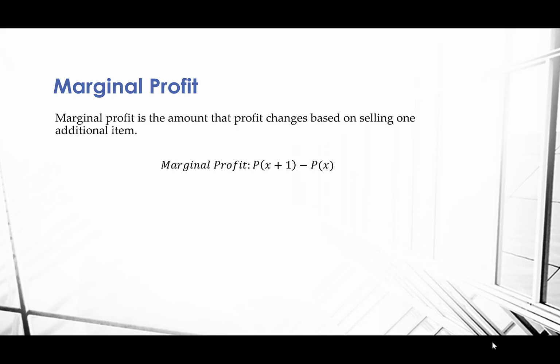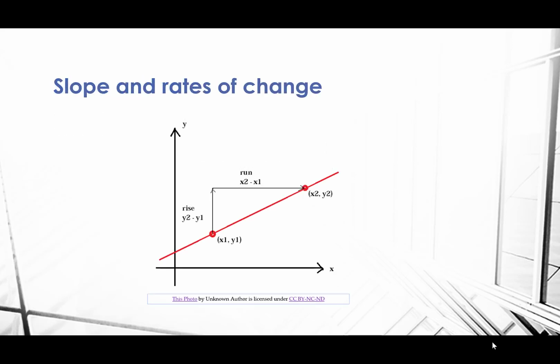So in all of our cases, whether we were looking at revenue, profit, or cost, we were always looking at making one additional item. We can compare this to slope, which tells us the same thing: how are we changing? If we go from a point x to the next point x, how did our y change? Did it go up? Did it go down?